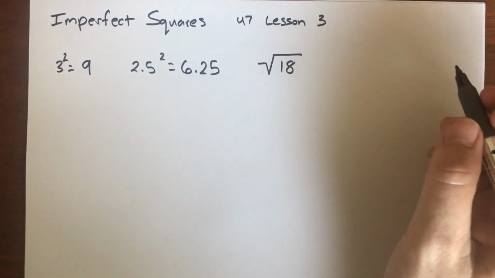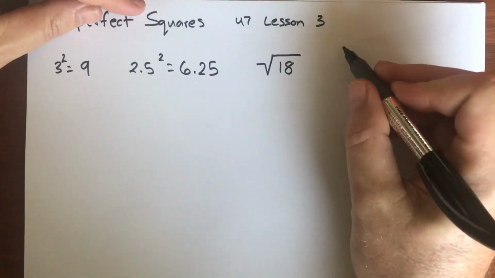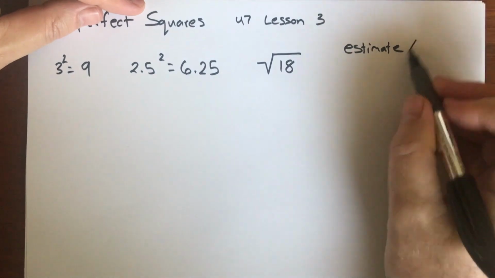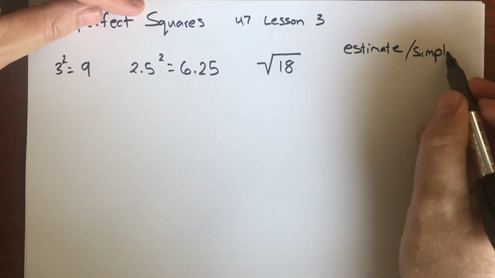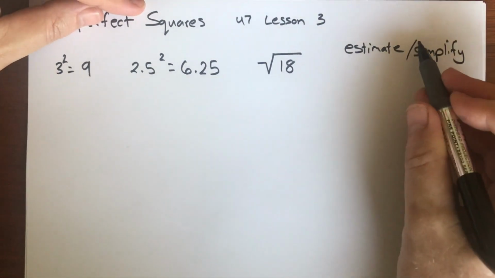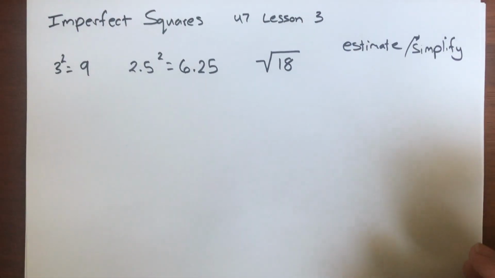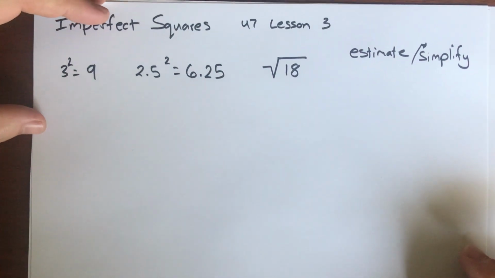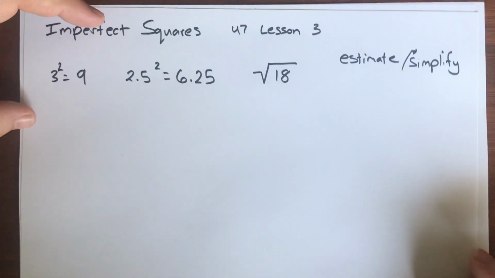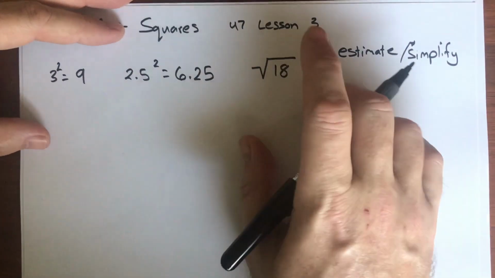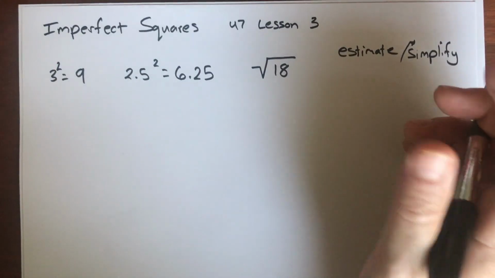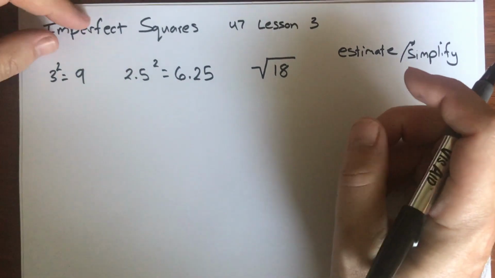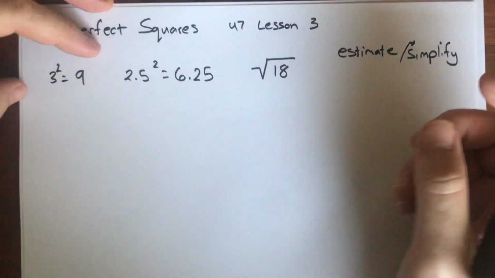So what we're going to do is we're going to learn how to do two different things today. We're going to learn how to estimate, and then we're going to learn how to simplify. Now, simplifying is the one I'm really going to test you on because it's pretty straightforward. Estimating is, I just want to show you kind of how you can estimate it, but why would you ever when you just do square root of 18 on your calculator and know that it's 4 point something? So let me show you what I mean.